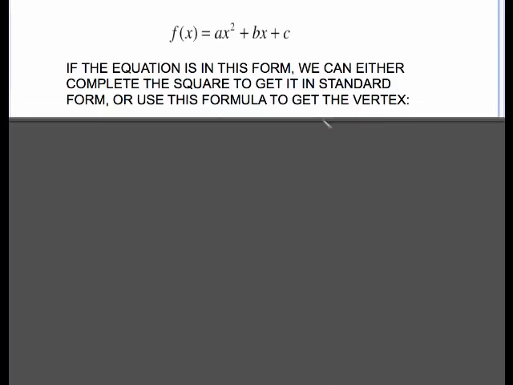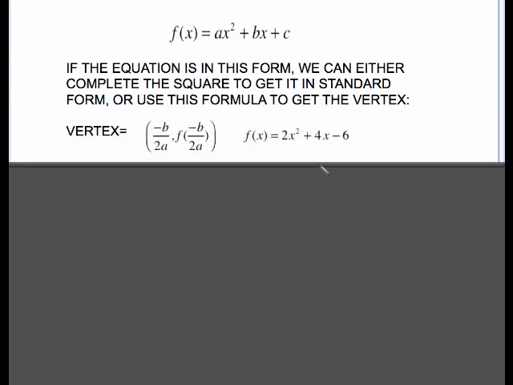This is the second part of the video on graphing parabolas using the vertex and the intercepts. Notice this is a different form. In the last video, our equation was in standard form where it was very easy to name the vertex. Here, the vertex is not obvious, so we have two choices. One choice is to complete the square, which you should know how to do already. If we complete the square, we'll get it in standard form, and we can name the vertex.